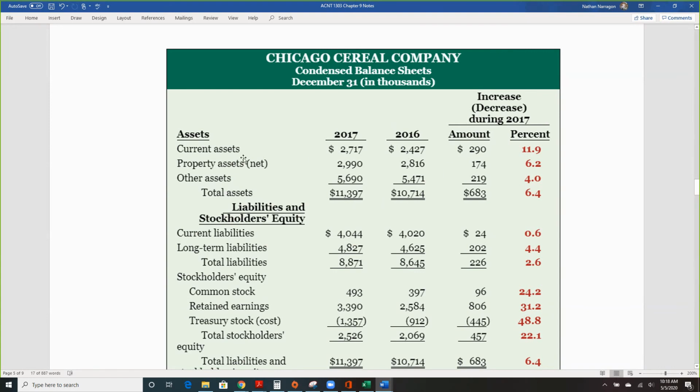So here, current assets. As you can see, in 16 they increased by 290, or about 11.9%. Other assets have also increased. So we know property assets are fixed assets. That means they bought some type of fixed asset.